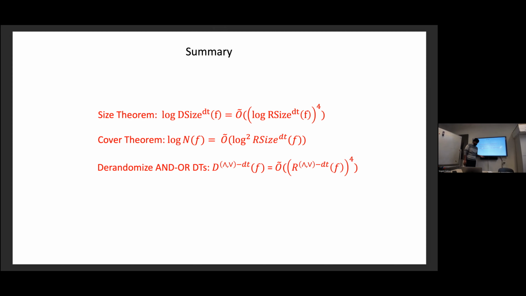And then we looked at 2 different models, more generalized decision trees. We looked at AND/OR decision trees, and there also we saw that deterministic and randomized AND/OR complexity are polynomially related. And the same is the case for AND decision trees.